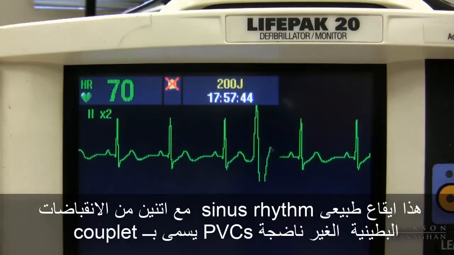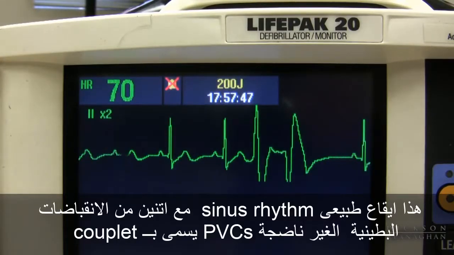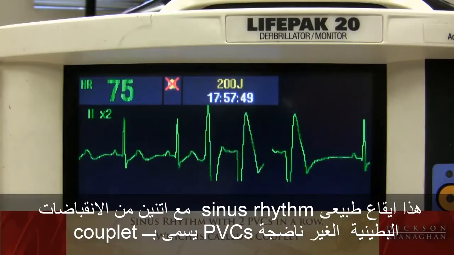Here's a sinus rhythm with two PVCs in a row called a couplet.